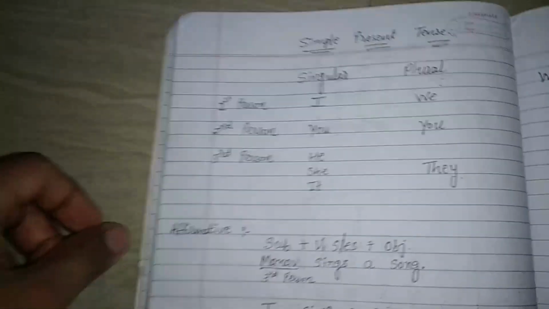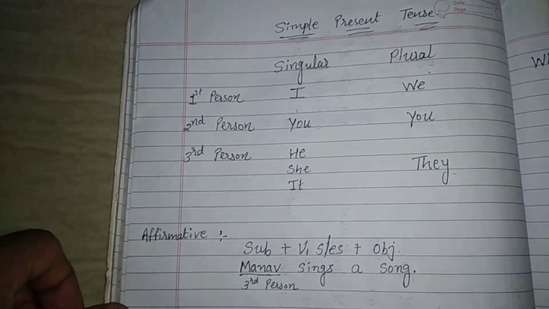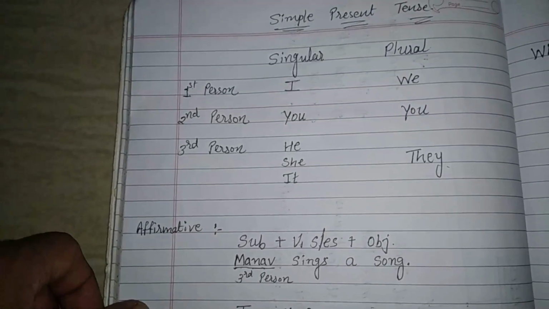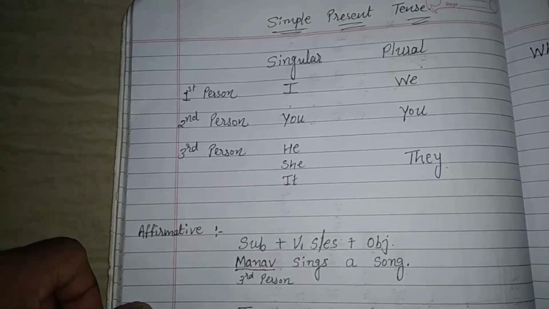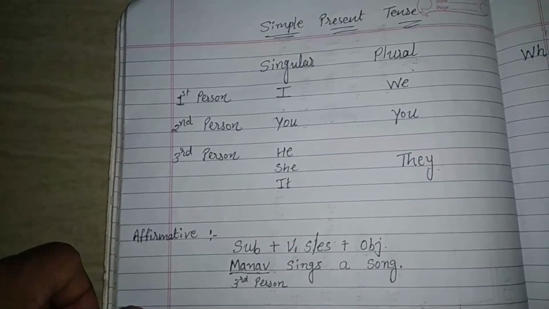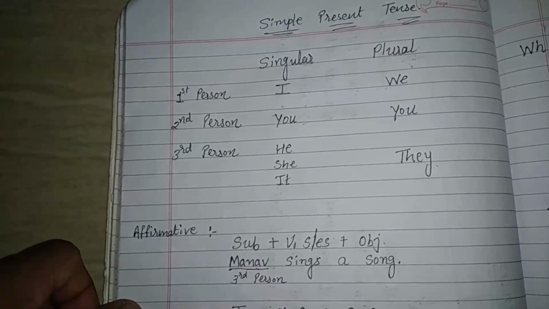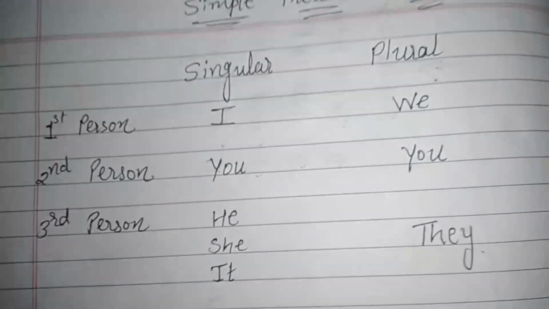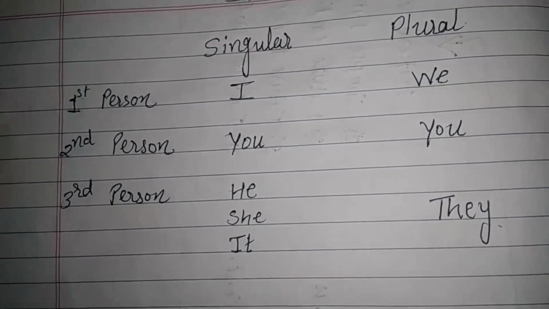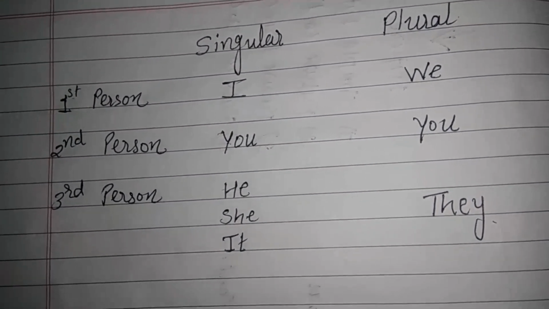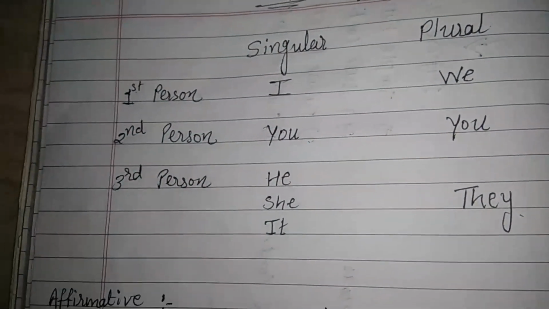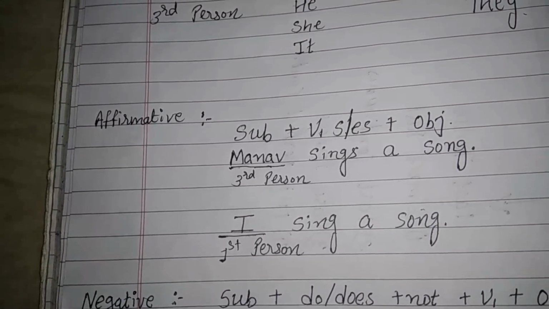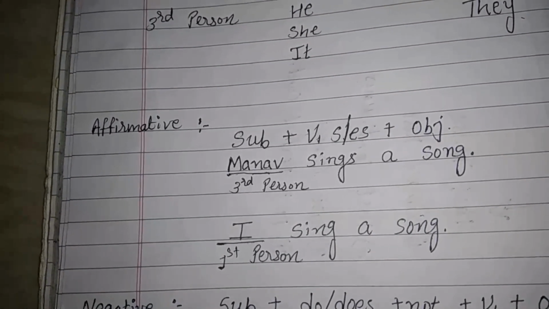Okay, before starting simple present tense, we need to understand this table. First person, second person and third person. First person singular is I and the plural is we. Second person singular is you, plural is also you. And the third person singular is he, she, it and the plural is they. Now let's start. We are going to learn four types of sentences in the tenses.